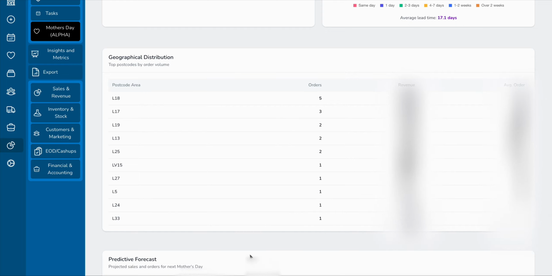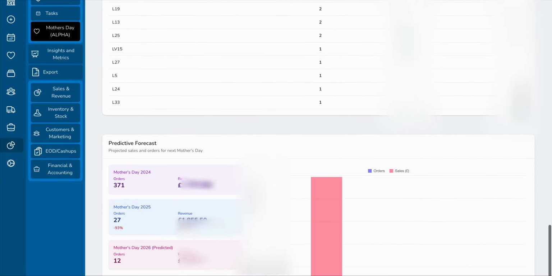the distribution by area. So you can see here what postcode area is buying the most, and it even breaks it down by average order and amount of revenue that each area is giving you. So once it is all over and the fat lady has sung, so to speak, this will be a really lovely analytic because it'll show you how much each area has brought you in.